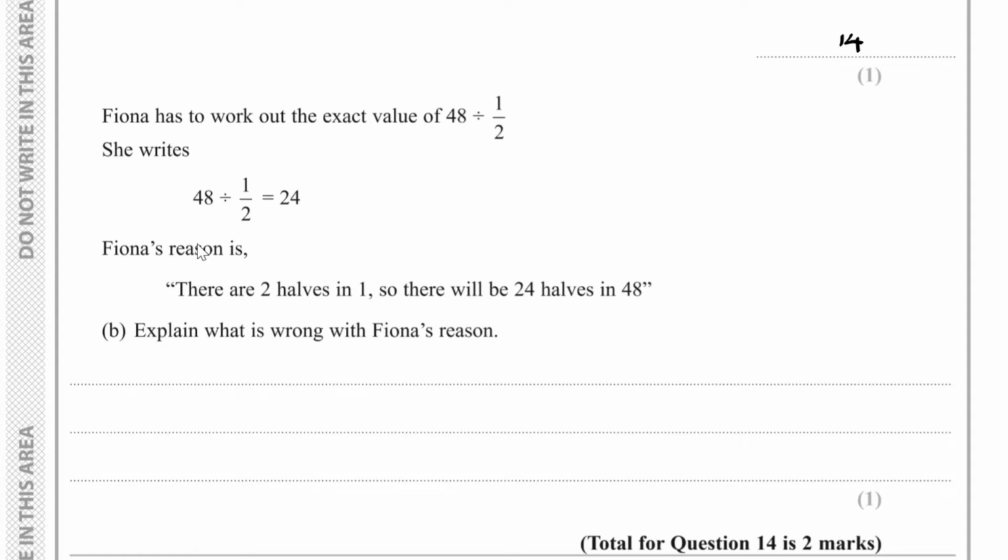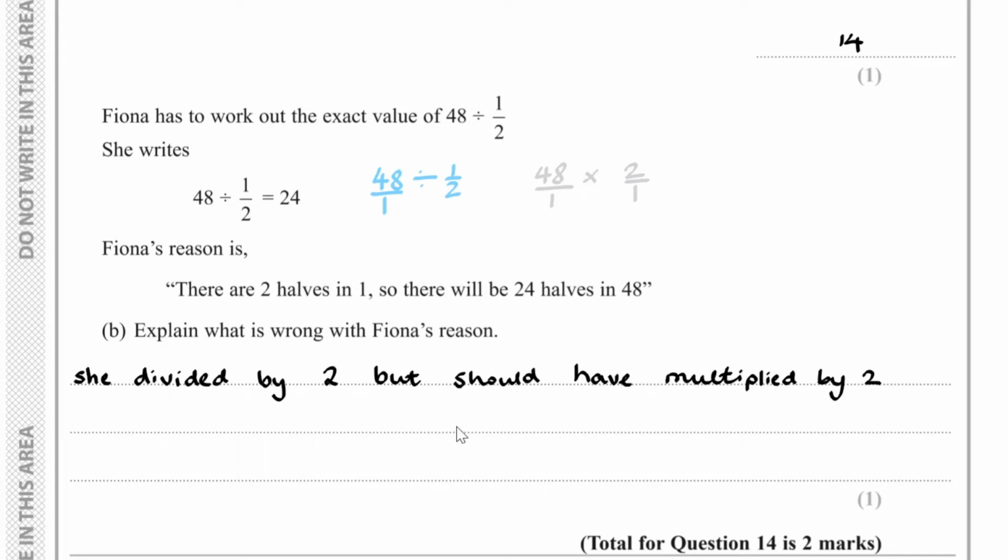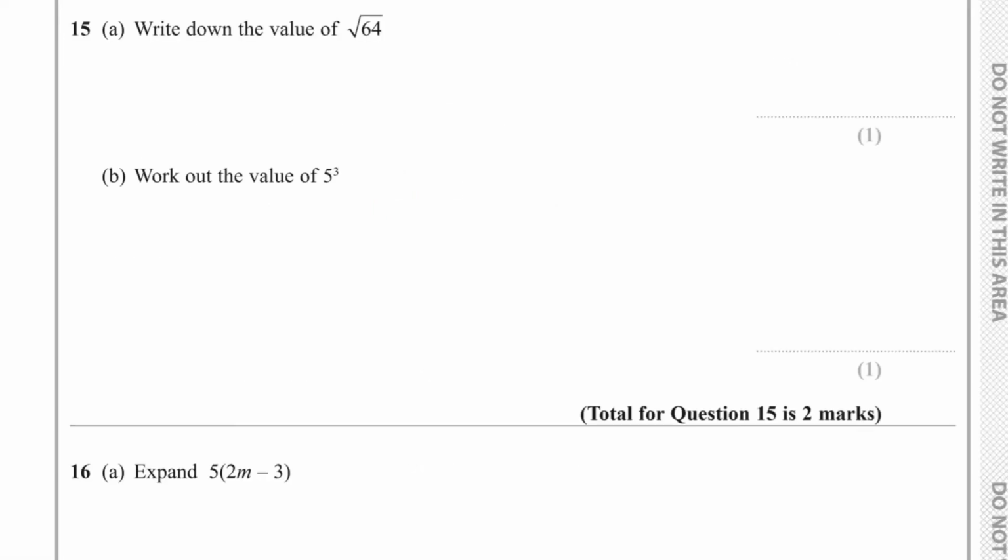Well, over here, if we actually work out 48 divided by 1/2, we can rewrite 48 as 48 divided by 1. So here we have 48 divided by 1 divided by 1/2. So our next step is to flip this second fraction, so we rewrite it as 2/1, and we change the divide to a times. So what in fact she was supposed to do is multiply by 2. So she divided by 2, but she should have multiplied by 2.